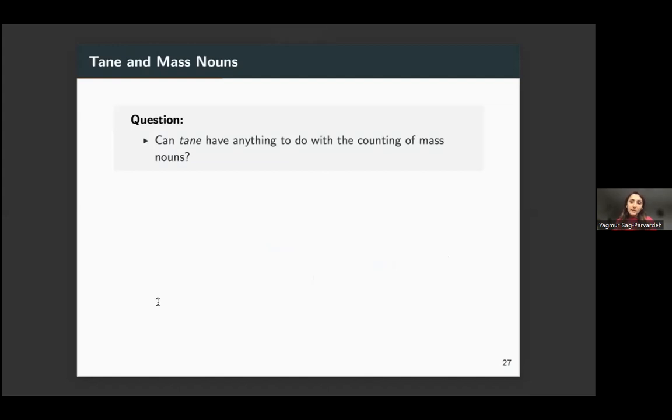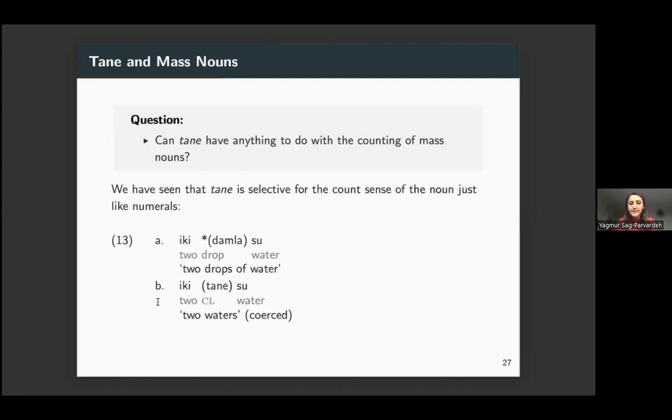One last question before I proceed to the analysis is, can Tane have anything to do with the counting of mass nouns? Let's have a quick look at that. We have already seen that Tane is selective for the count sense of the noun. When you say "iki tane su," it would have to mean "iki şişe su," for example. So we already know the answer to that: it doesn't count mass nouns.